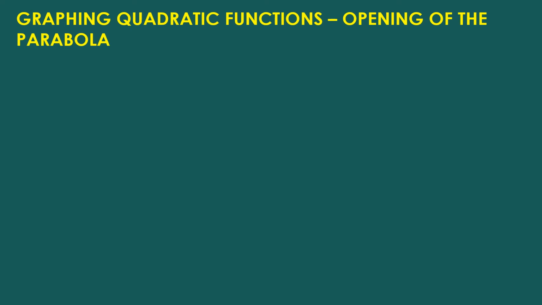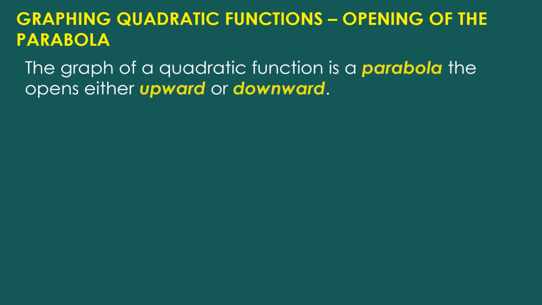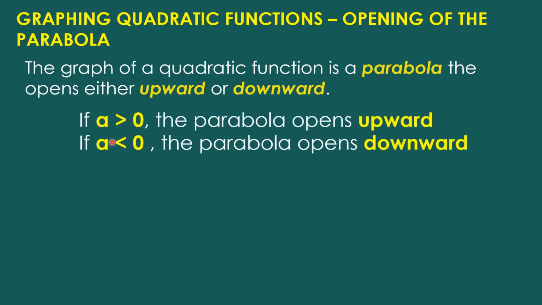So, how do we graph a quadratic function? The first thing that we are going to discuss is the opening of the graph of a quadratic function. Remember that the graph of a quadratic function is a parabola that opens either upward or downward. So if a is greater than 0, meaning it is positive, the parabola opens upward. But if the value of a is less than 0, meaning negative, the parabola opens downward.